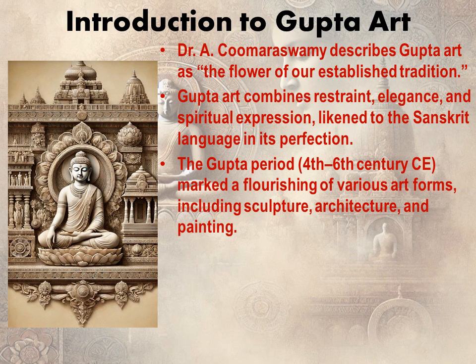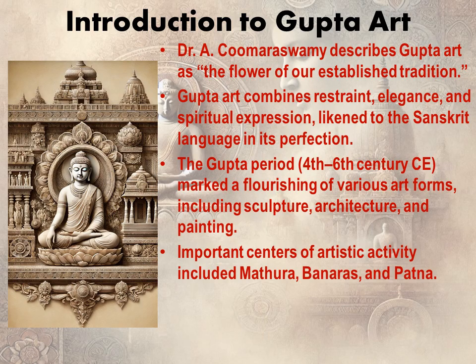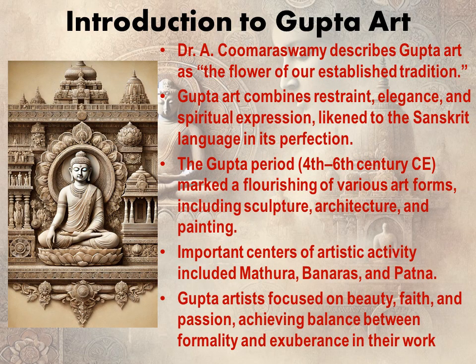The Gupta period, 4th to 6th century CE, marked a flourishing of various art forms including sculpture, architecture, and painting. Important centers of artistic activity included Mathura, Benares, and Patna. Gupta artists focused on beauty, faith, and passion, achieving balance between formality and exuberance in their work.